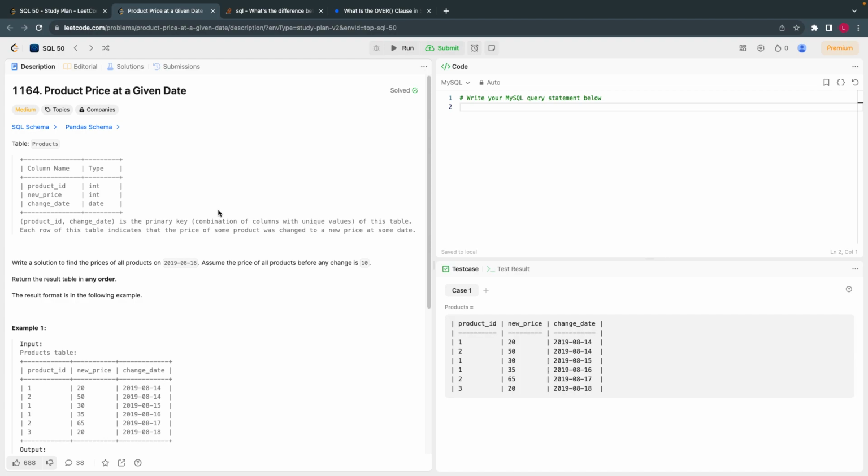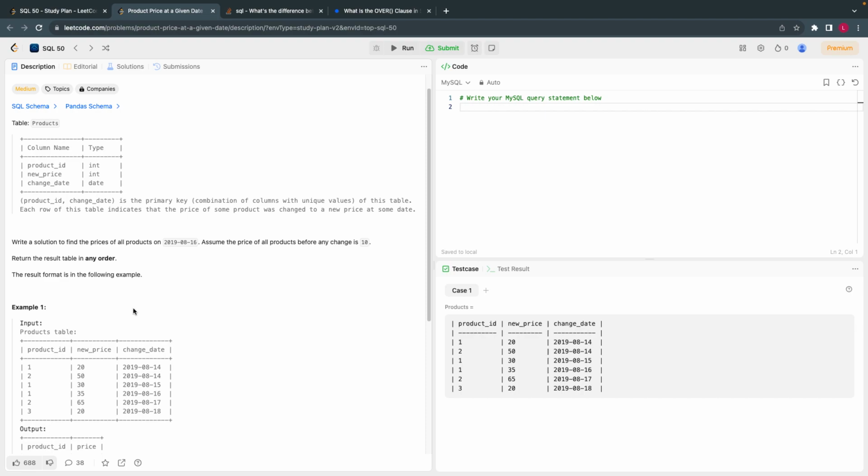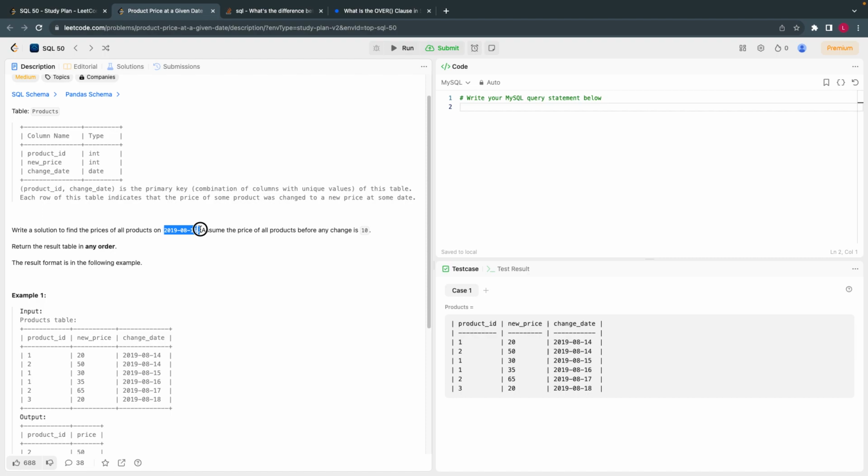So they have given a table called products where we have to find out the price of a product at a given date. This is one of the very interesting problems. It can be solved in many ways. What exactly it says is: write a solution to find the price of all products on a given date. Assume the price of all products before any change is 10.